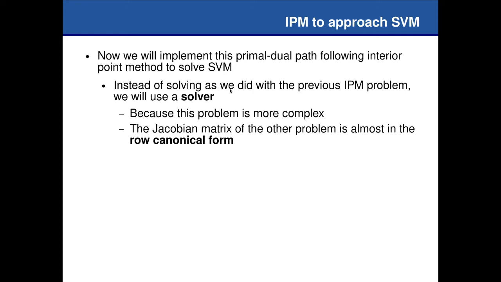Instead of solving, as we did with the previous IPM problem, now we're going to use a solver. So I'm not going to solve it manually, iteratively, but using a solver. It's just faster. Okay, it's going to perform, of course, the row reduced echelon form to reduce my matrix and everything. That makes it easier to solve my system of equations.